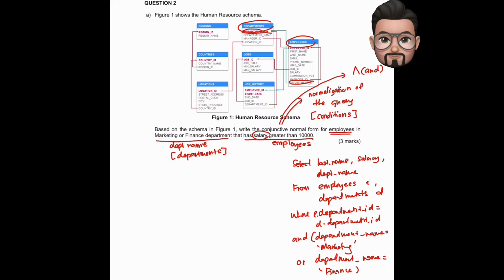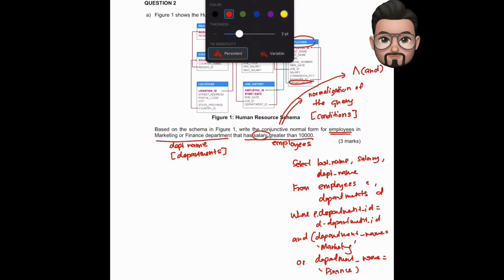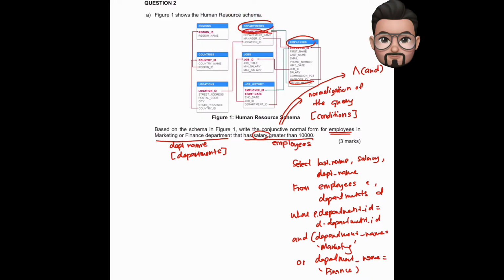greater than 10,000. So like I said, when we talk about normalization of the query, we take a look at the conditions. What is the first condition here, the second condition here, and the third condition here. Everything is AND. So how to do the conjunctive normal form? It will be E dot department ID equals D dot department ID.